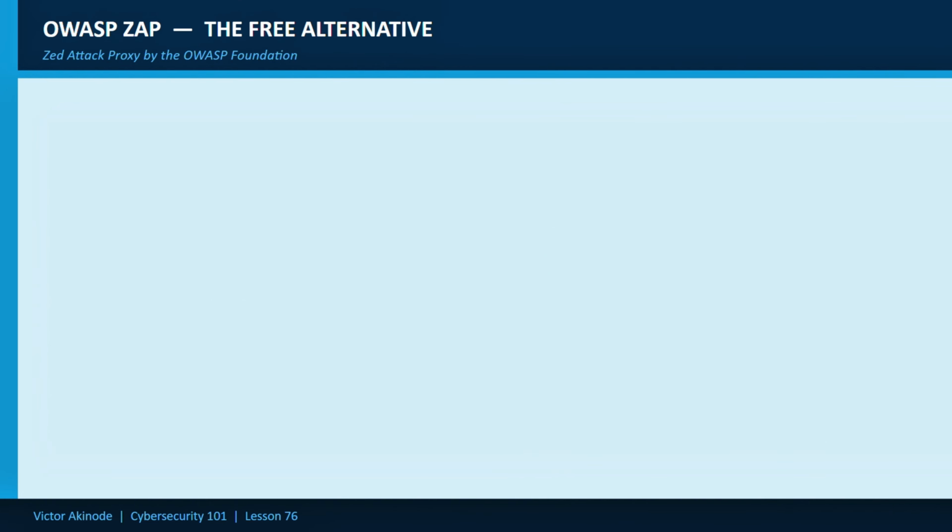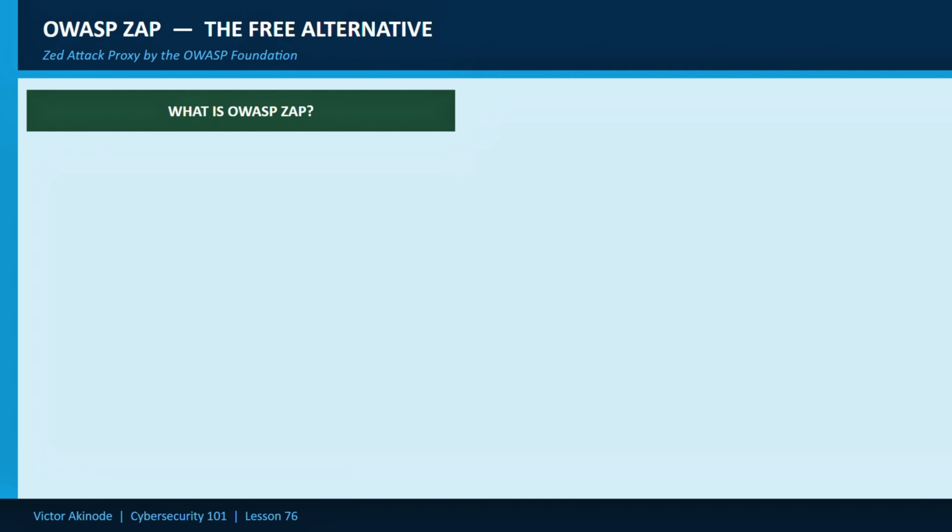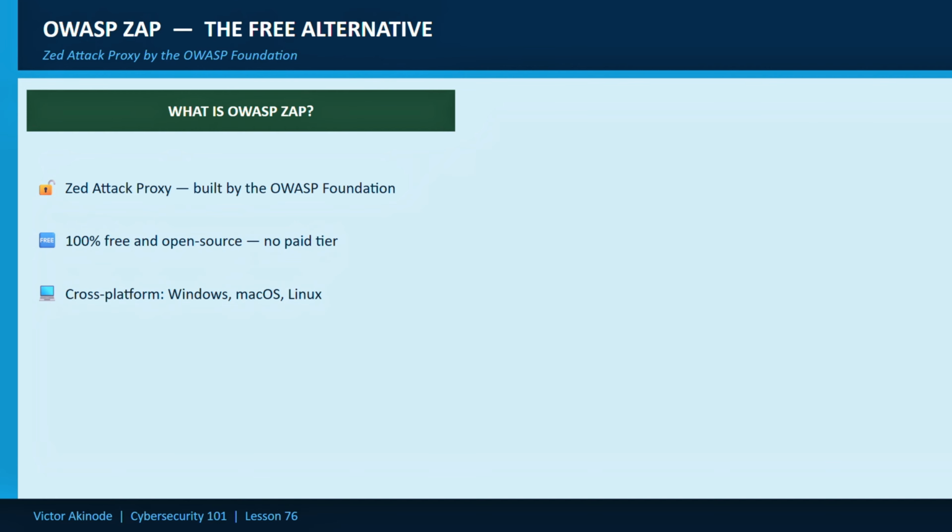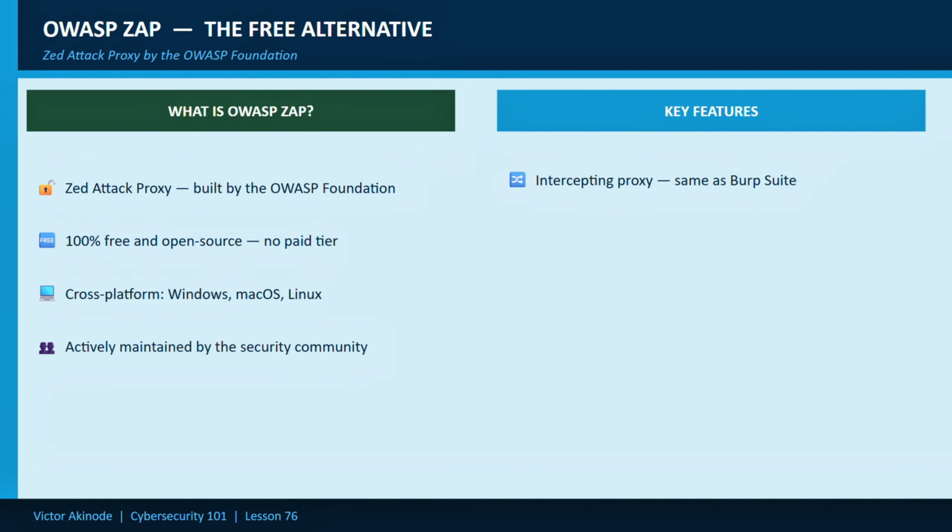Now let me introduce OWASP ZAP, which is the free alternative to Burp Suite. What is OWASP ZAP? OWASP ZAP stands for Zed Attack Proxy, and it was created by the OWASP Foundation. It is 100% free and open source. There is no paid version at all. It is cross-platform, that is, it can run on Windows, Mac, and Linux, and it is actively maintained by the security community worldwide.